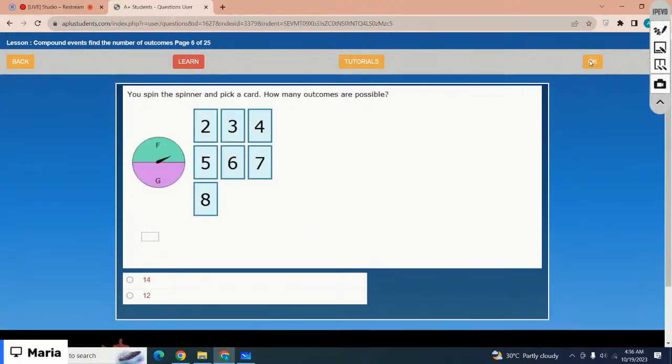Okay, you spin the spinner and pick a card. How many outcomes are possible? Which is the correct option? For the spinner, you have two outcomes and you have seven cards. So the total outcomes are, yes, 14. The correct option is 14.